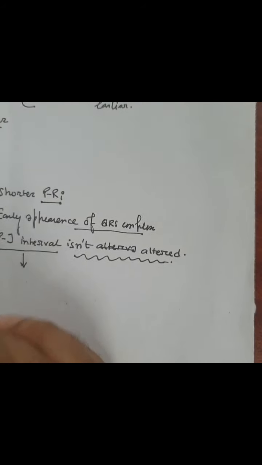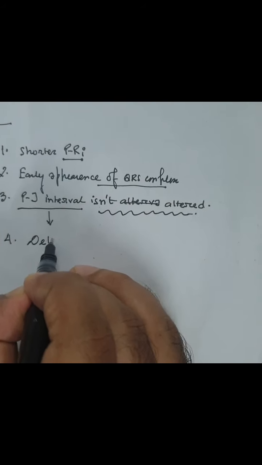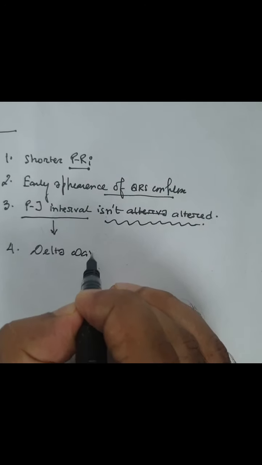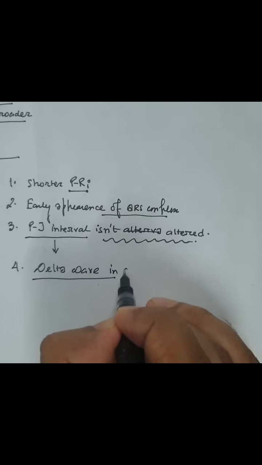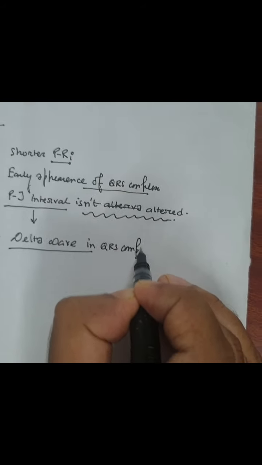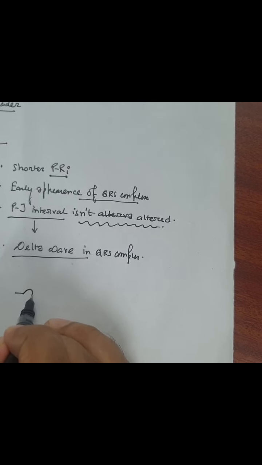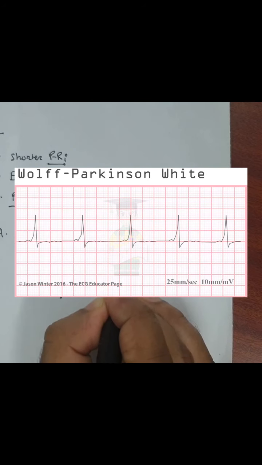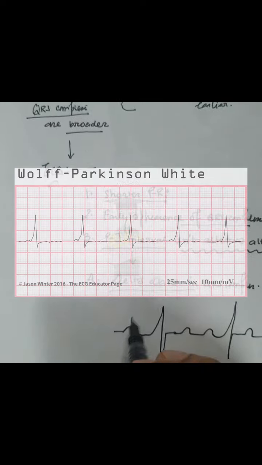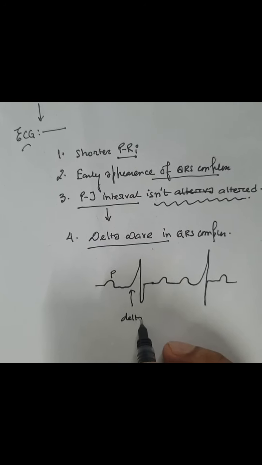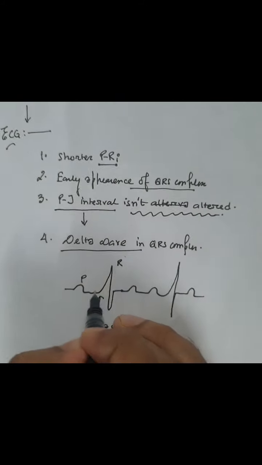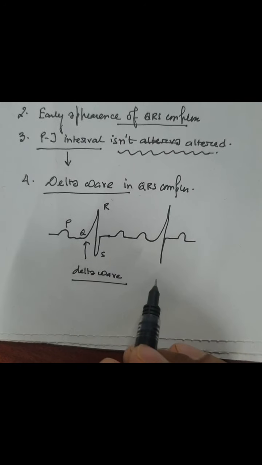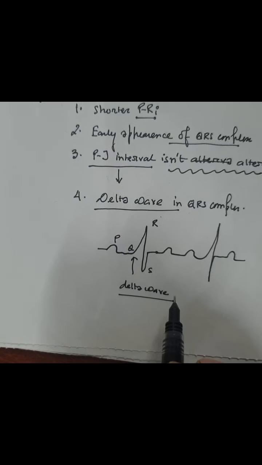And remember, in case of the WPW syndrome, a special type of QRS complex is formed, which is called the delta wave. The delta wave in the QRS complex is found like this. So this is a P wave, this is the delta wave in the QRS complex. So the presence of a delta wave in the QRS complex is always and always pathognomonic of WPW syndrome.